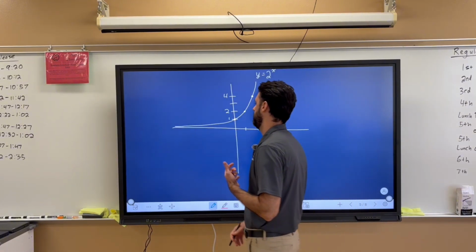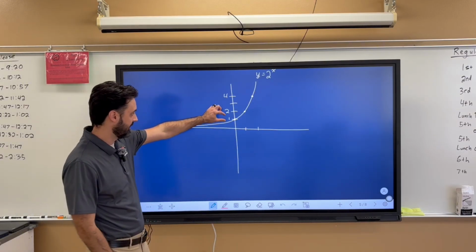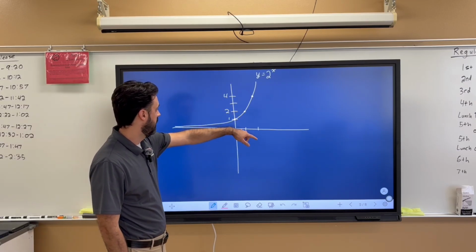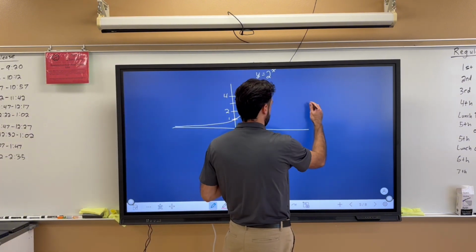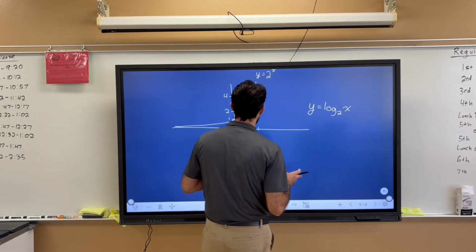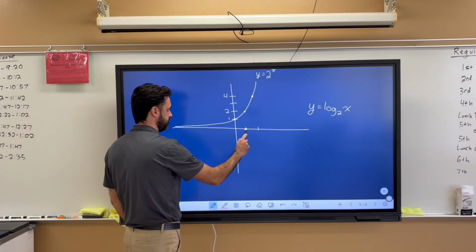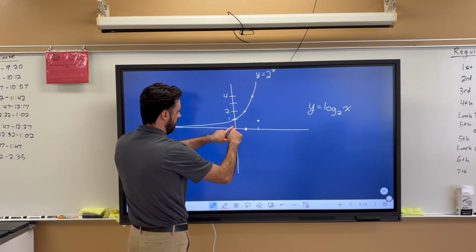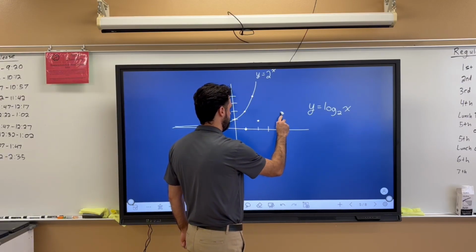So let's say we have an exponential function like y equals 2 to the x. I've got some key points listed on this graph. So we have 0, 1, we have 1, 2, and we have 2, 4. If we were to take the inverse, so to turn it into a log graph, all we have to do is swap our x's and our y's. So 0, 1 would become 1, 0. 1, 2 becomes 2, 1. And then 2, 4 becomes 4, 2.